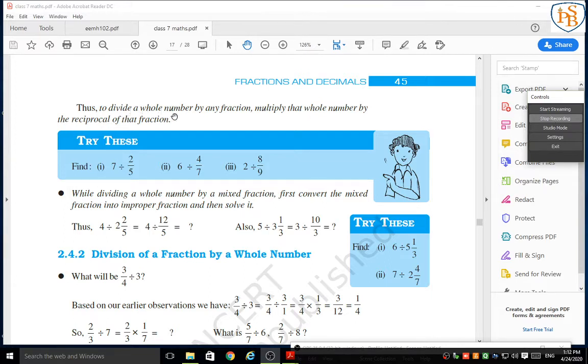To divide a whole number by any fraction, multiply that whole number by the reciprocal of that fraction. That means in the division process we have to multiply the whole number by the reciprocal of that fraction. Look here carefully, there are 3 division questions and we are going to solve them.